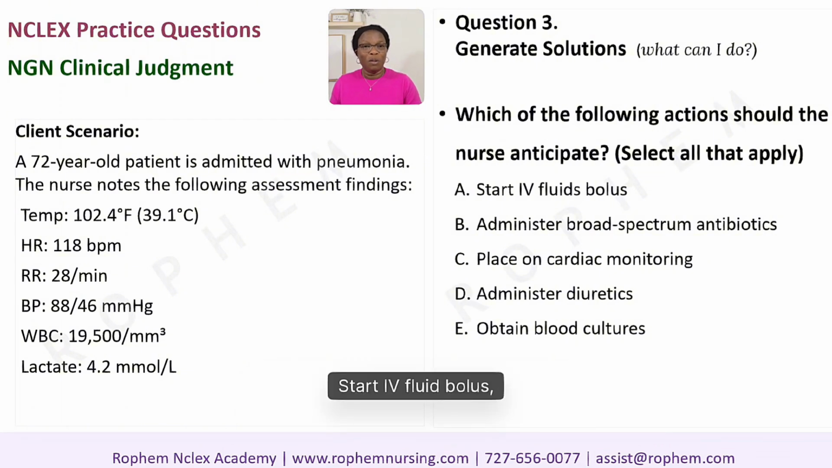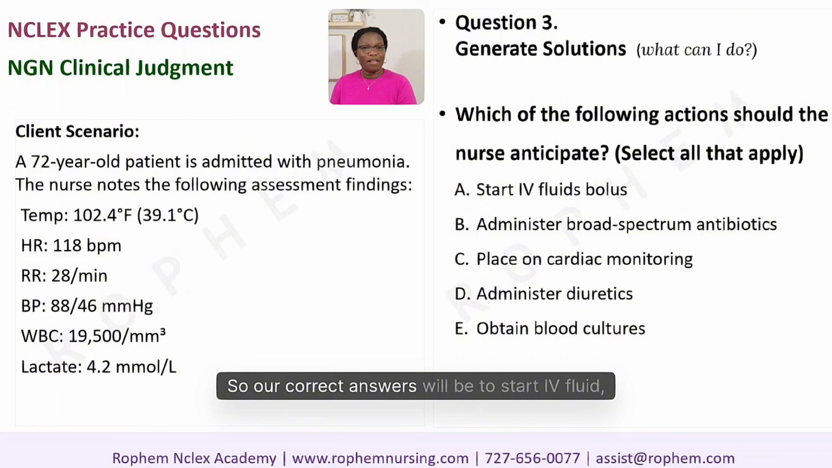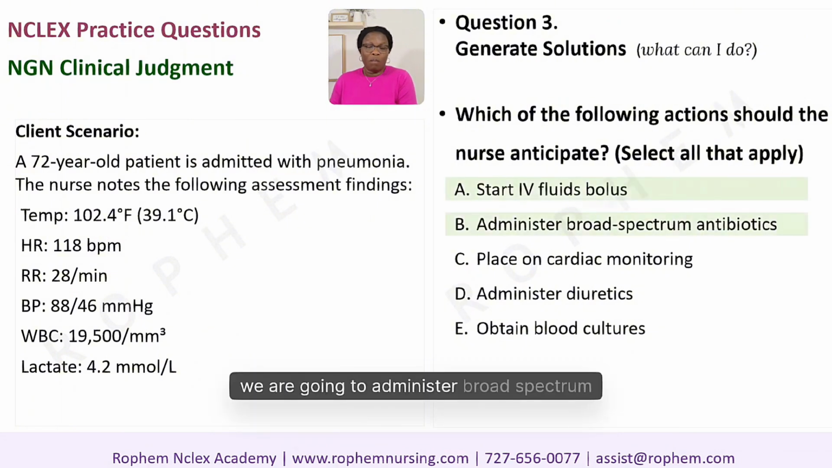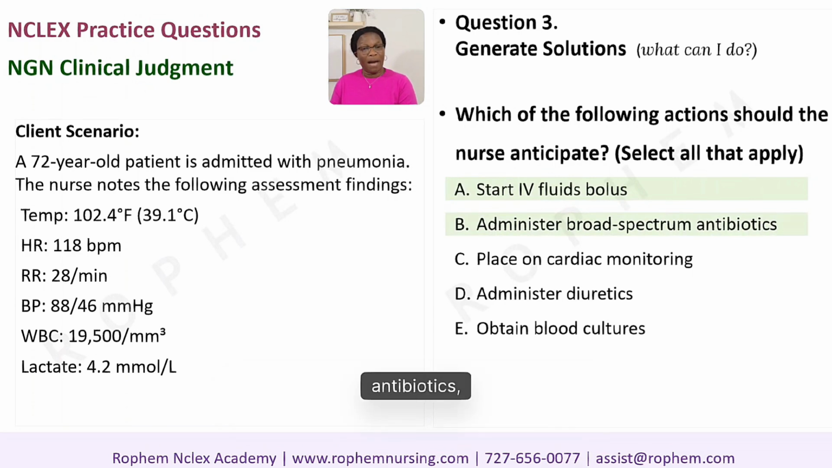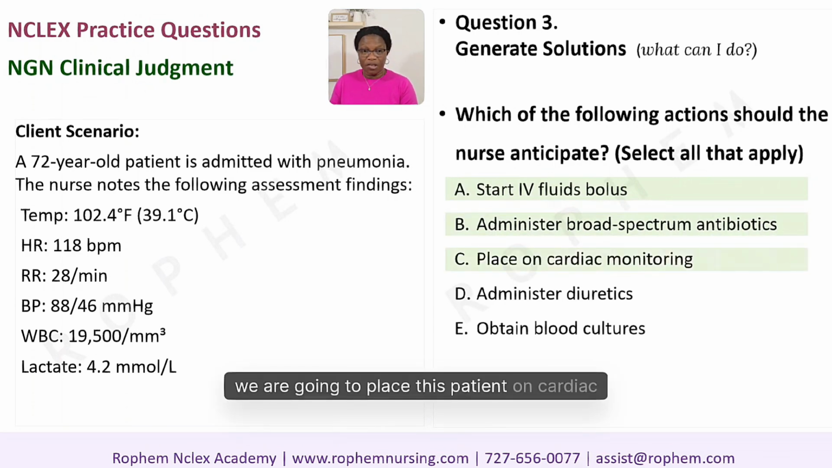Start IV fluid bolus, administer broad spectrum antibiotics, place on cardiac monitoring, administer diuretics, or obtain blood cultures. So, which of them do you think will be correct? Our correct answers will be to start IV fluid, of course, administer broad spectrum antibiotics, place this patient on cardiac monitoring, and we will also do blood cultures.